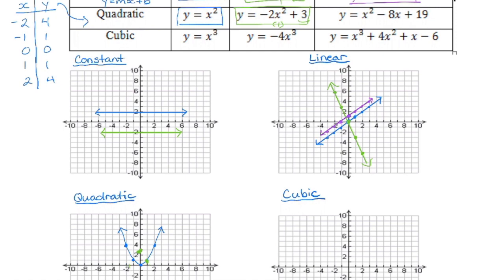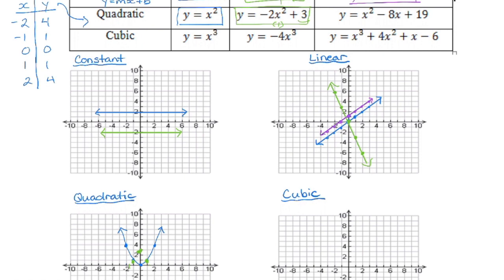Negative 1 squared is also 1. 1 times negative 2 is negative 2. Negative 2 plus 3 is positive 1. So when x is negative 1, y is also 1. And then let's put in a 2. When x is 2, 2 squared is 4. 4 times negative 2 is negative 8. Negative 8 plus 3 is negative 5. So when x is 2, y is negative 5.